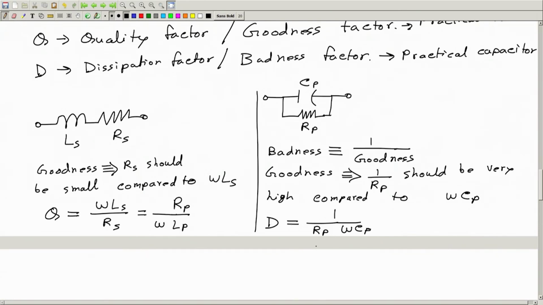Okay. Now, this dissipation factor is in terms of Rp and Cp. Now, we know that this is always equivalent to some Cs, Rs in series. What will be the value in terms of Cs and Rs? That is your homework.